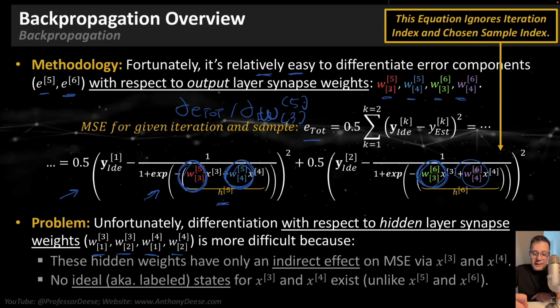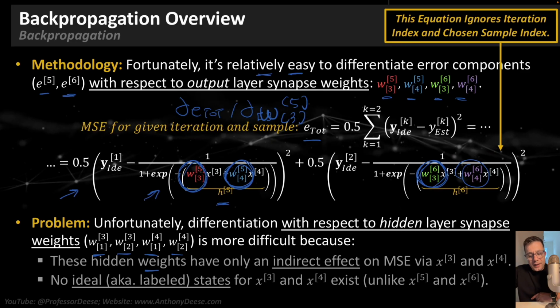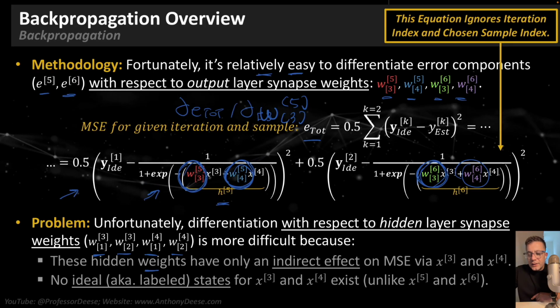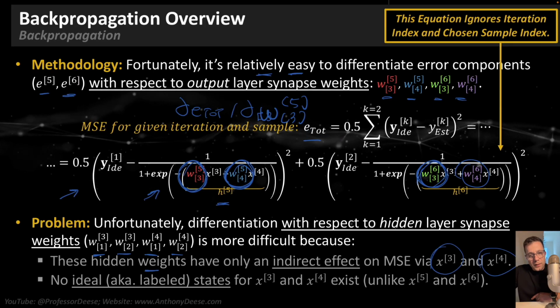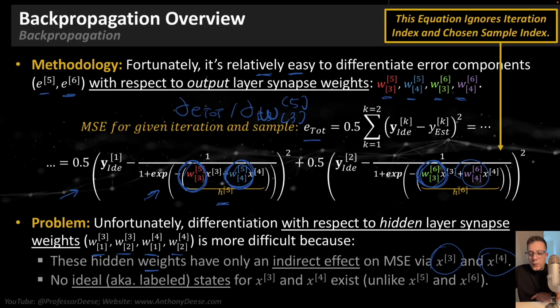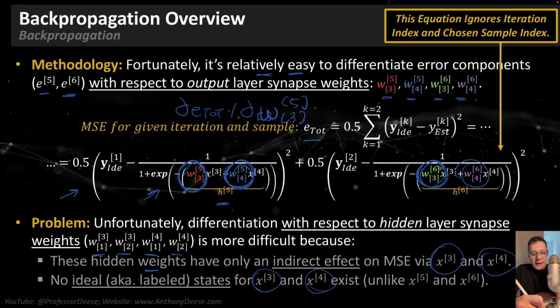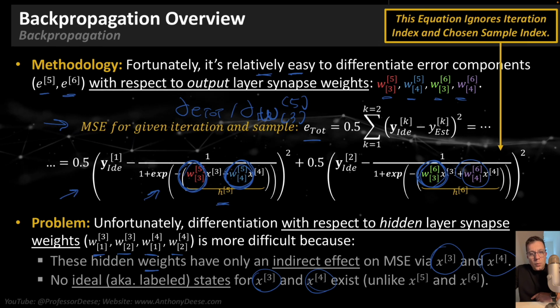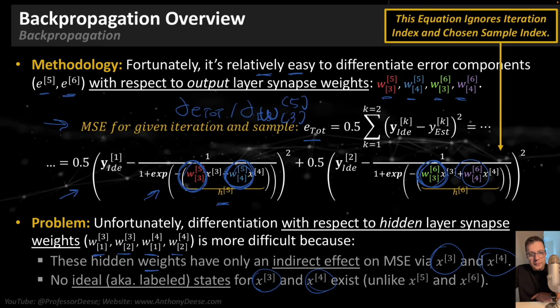It's more difficult because these hidden layer synapse weights have only an indirect effect on the mean squared error via the intermediate values x3 and x4. Furthermore, we don't have ideal labeled states for x3 and x4, so we can't simply repeat this process for the hidden layer, as we don't ideally know what outputs the hidden layer should generate.